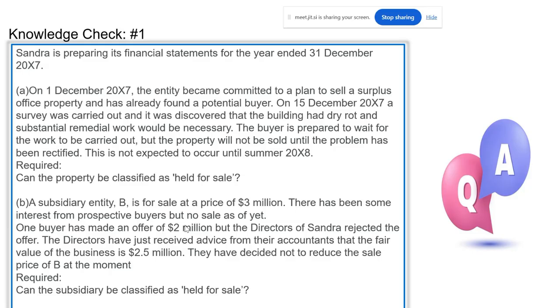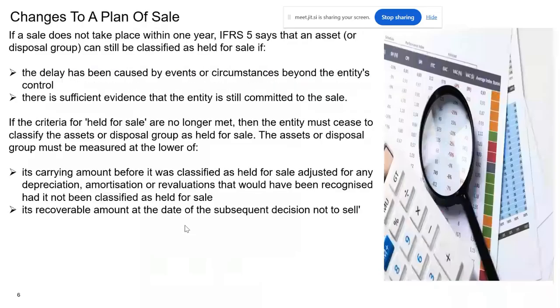Yes, sir, but even though you see a buyer, management is saying they do not agree to sell it, then you can't sell it now. It cannot be held for sale. Even the management has not decided or fixed what they will sell it at. Because management is not agreeing, it cannot be held for sale.